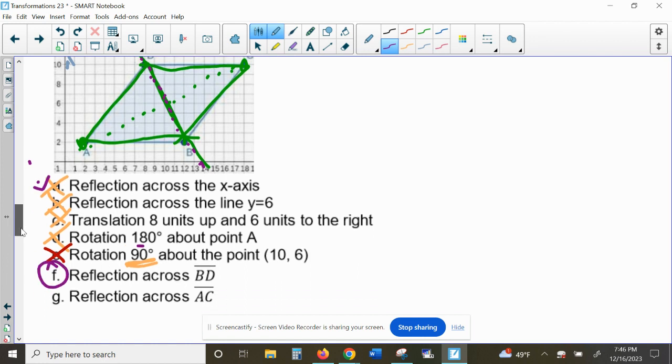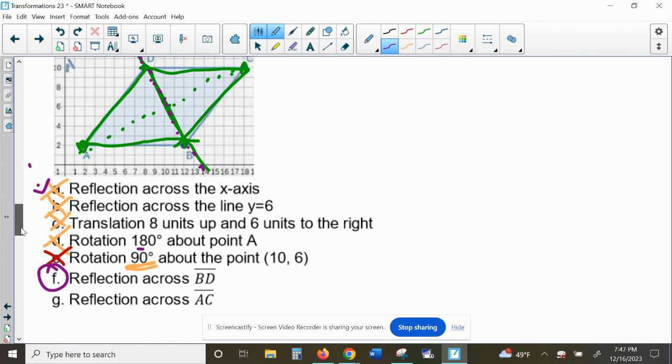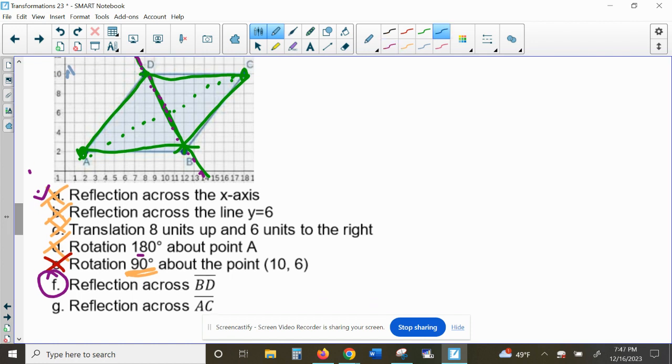The last one is a reflection across the line AC. So AC would be this line. If I were to fold this across, it would land over here, and that one would land over there. So probably these two are going to work out for you. You can trace that and double check it to make sure that it works out. But it looks like when I'm looking at it, it will work.